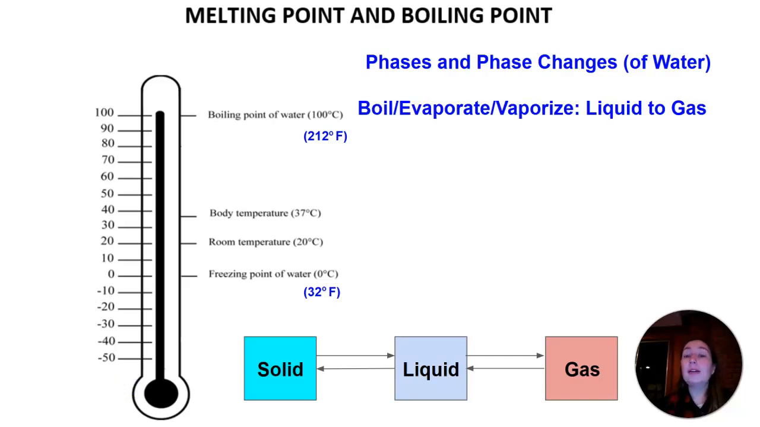Let's focus on melting and boiling point. First of all, if water boils at 100 degrees Celsius, we could also say that it evaporates or it vaporizes. Those are all synonymous. They mean the same thing. We're talking about liquid going to gas. That's also the temperature that water condenses at, and gas goes to liquid.